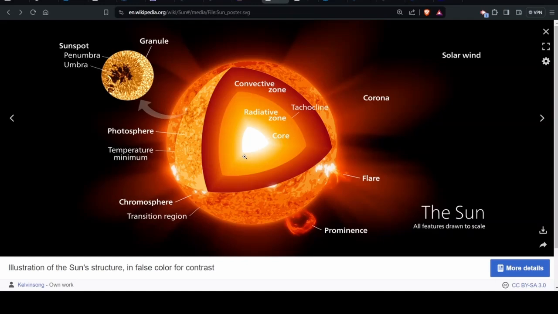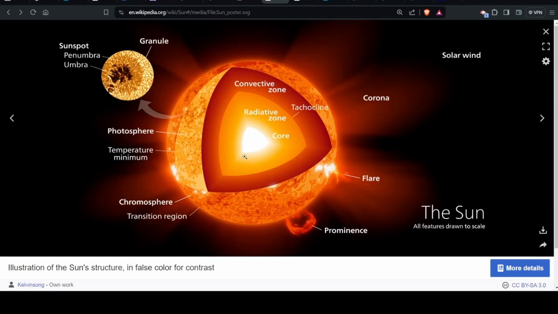And the temperature in the core is approximately 15 million Kelvin. It's pretty hot. So the proton-proton chain occurs about 9 times 10 to the 37 times per second.